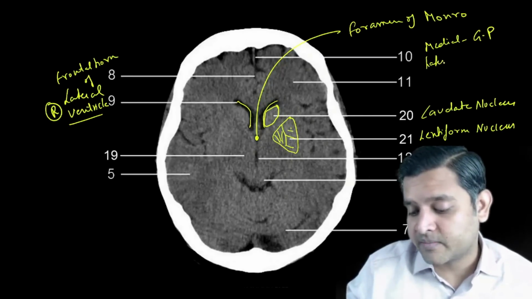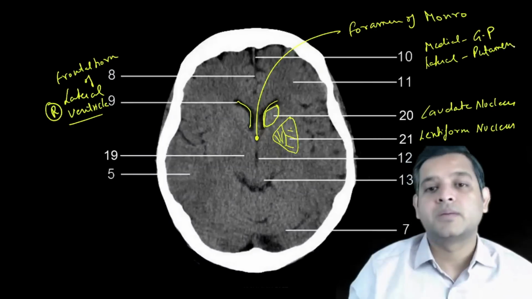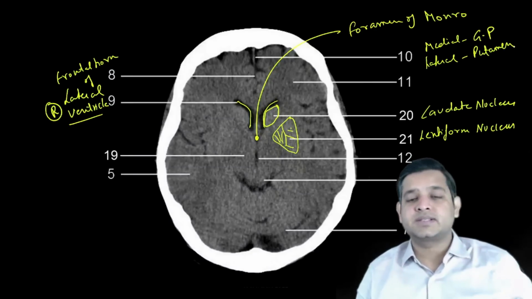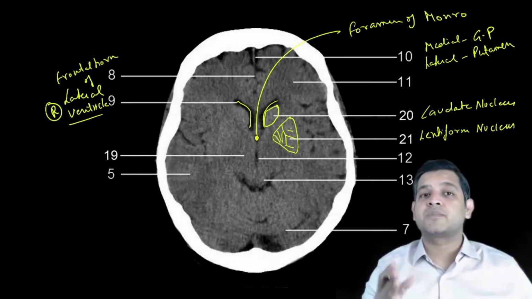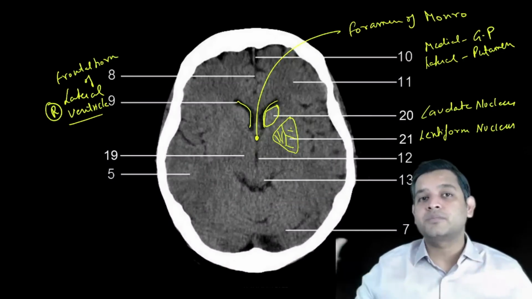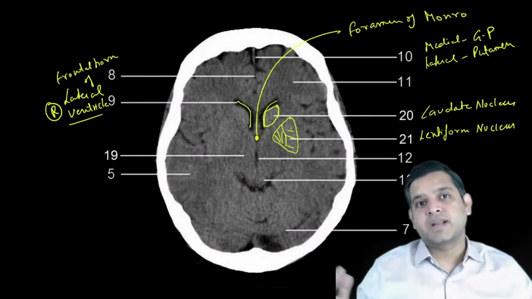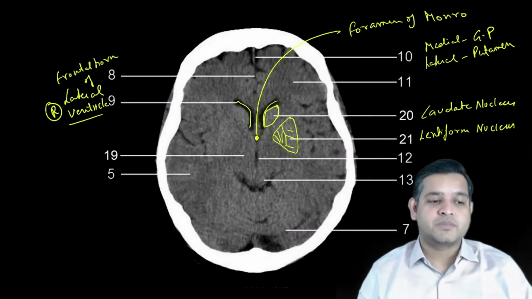Lateral part is putamen. Medial part is globus pallidus. The lateral part is putamen. How will you remember it? P for peripheral, P for putamen.